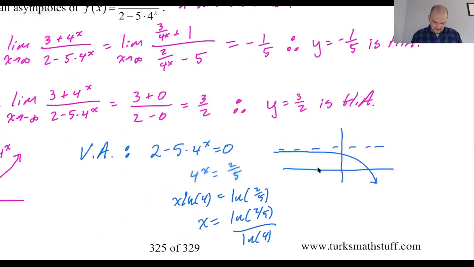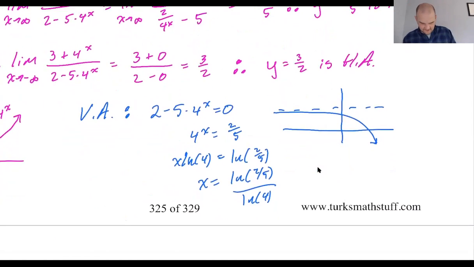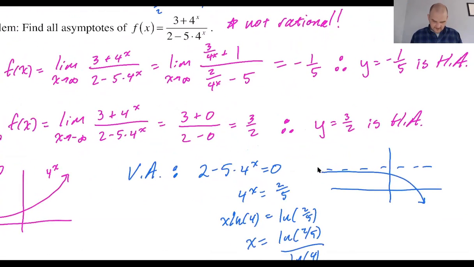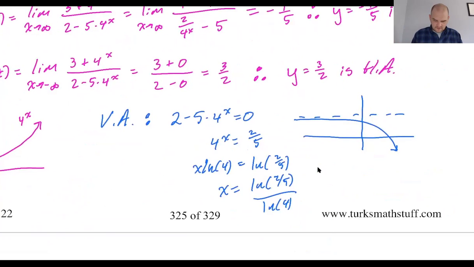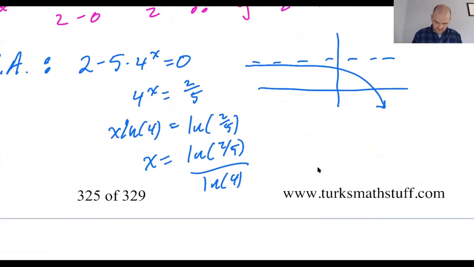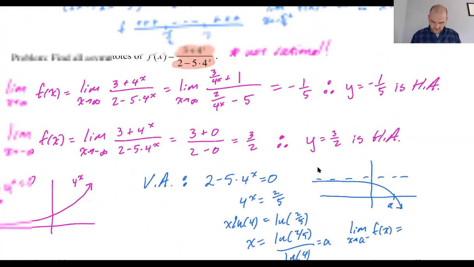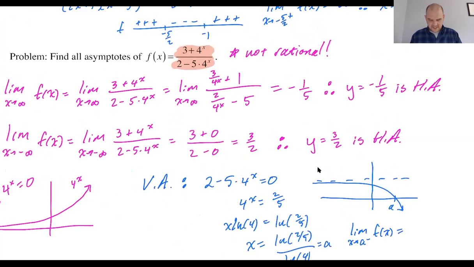Okay. And then 3 plus 4 to the x is always positive. The reason I'm thinking of 3 plus 4 to the x right now is because I'm thinking of this up here. So 3 plus 4 to the x, always positive. In the denominator, if I approach this value, let this equal a. So the limit as x approaches a from the left of f of x is a positive number from the shaded in f of x.